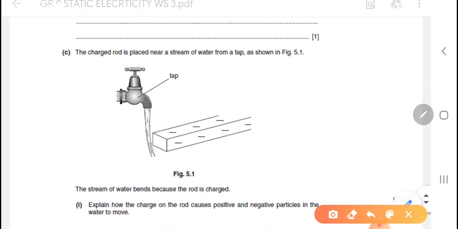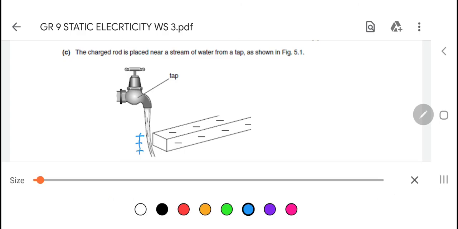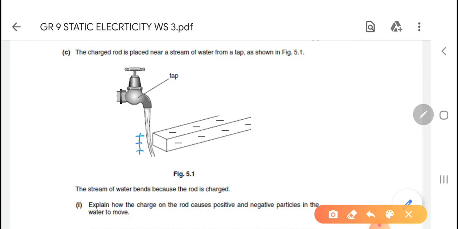I have just drawn the diagram. I will demonstrate it again here. This side of the water is going to be negative and this side will remain positive. That is how the charge distribution diagram will look. We can draw it next to the water stream to demonstrate the charge distribution inside the water.